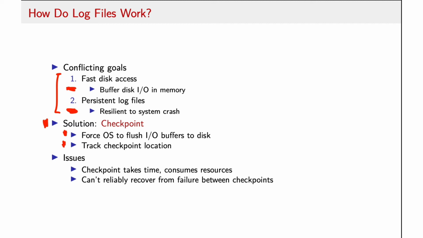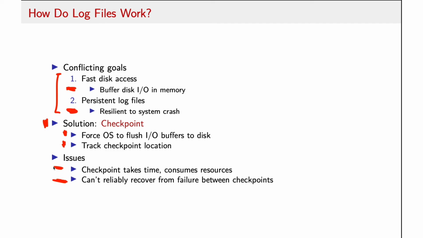So this is the second issue I've mentioned here. We can't reliably recover from a failure between checkpoints. So if a checkpoint took place and then 2 minutes later the power went off and you lost all of the in-memory buffers, you're potentially going to lose some information because it didn't make it onto disk. So there's a trade-off, right? You're paying for good performance by opening yourself up to the risk of losing some information.